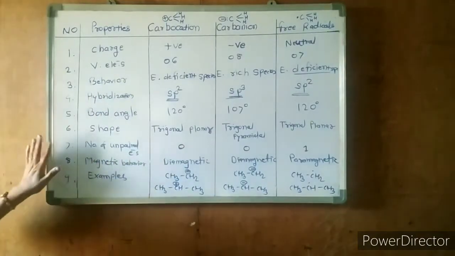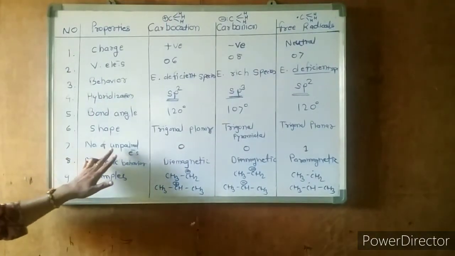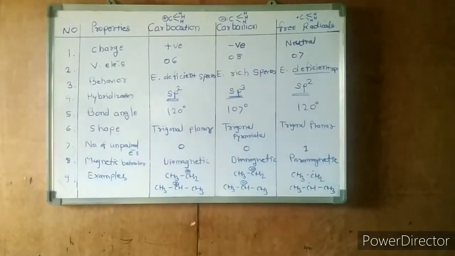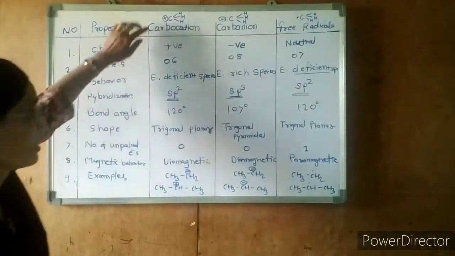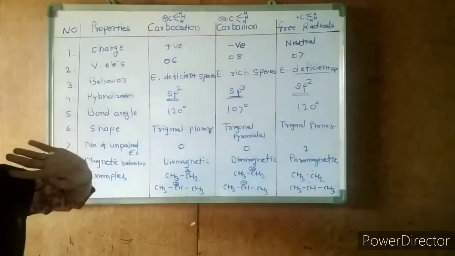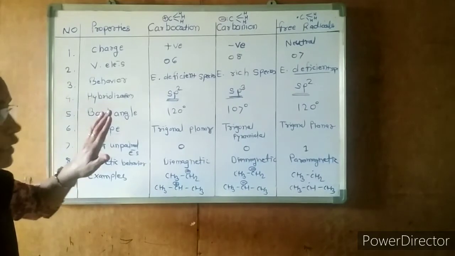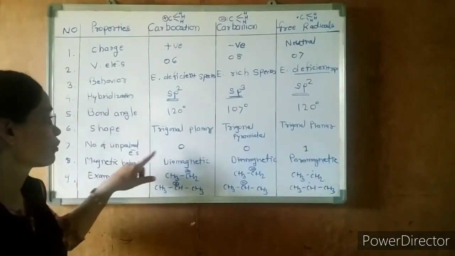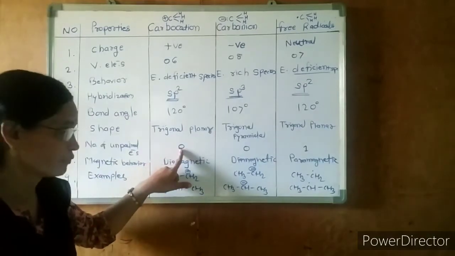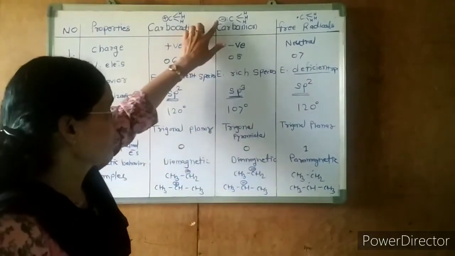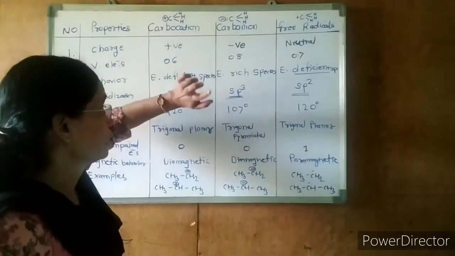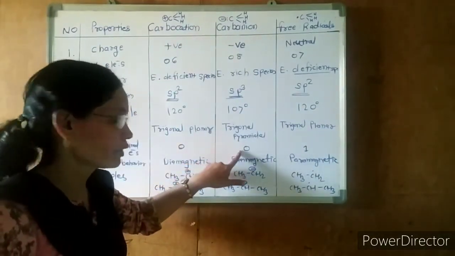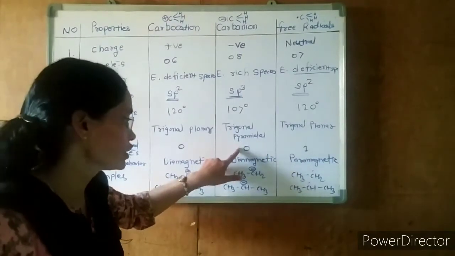Right. Now the next property, the seventh property: number of unpaired electrons. You see here, there is no unpaired electron. That's why the number of unpaired electrons here is 0. Here also there is a negative charge and one lone pair, but there is no unpaired electron. That's why the number of unpaired electrons here is also 0.